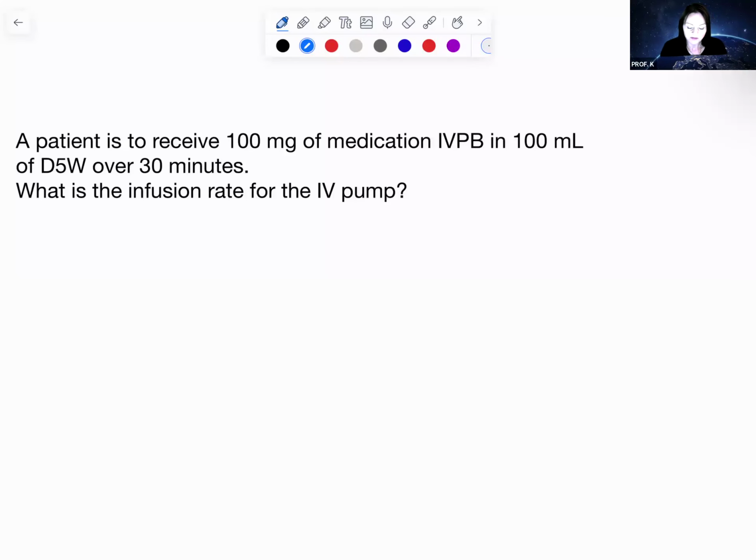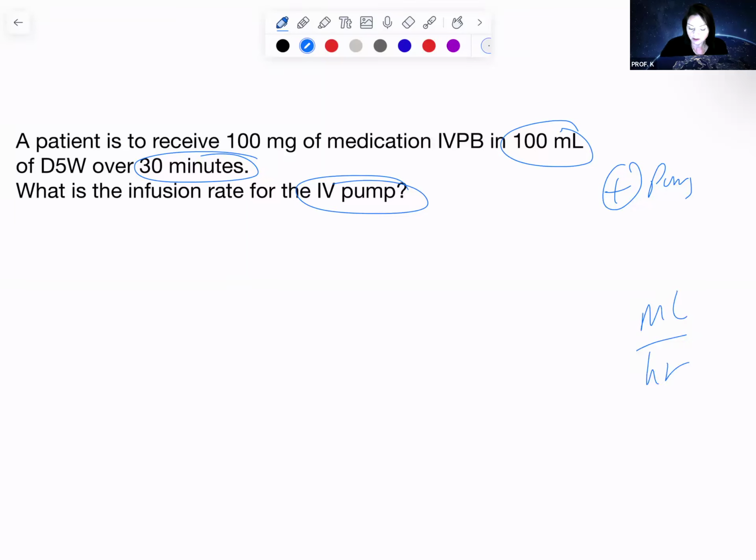The patient's to receive 100 milligrams of medication IV piggyback. It's in 100 milliliters, and you have to give it in 30 minutes. What is the infusion rate for the pump? I'm solving for a rate, and I got a pump. Pump means what? Milliliters an hour. So I have volume, 100 milliliters, over time, 30 minutes.